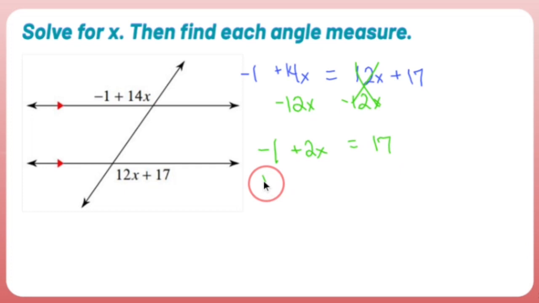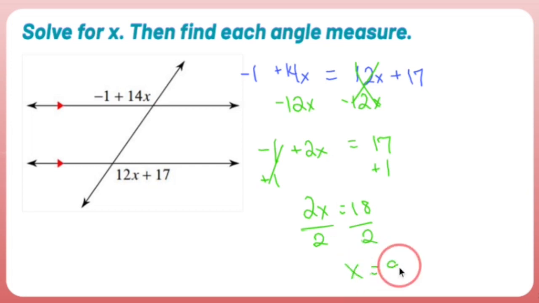Now it's a two-step equation, so let's add 1. Let's add 1, cross you out. 2x equals 18. Divide by 2, x equals 9. Now I did part 1, which was solve for x. Part 2 has me finding each angle measure.